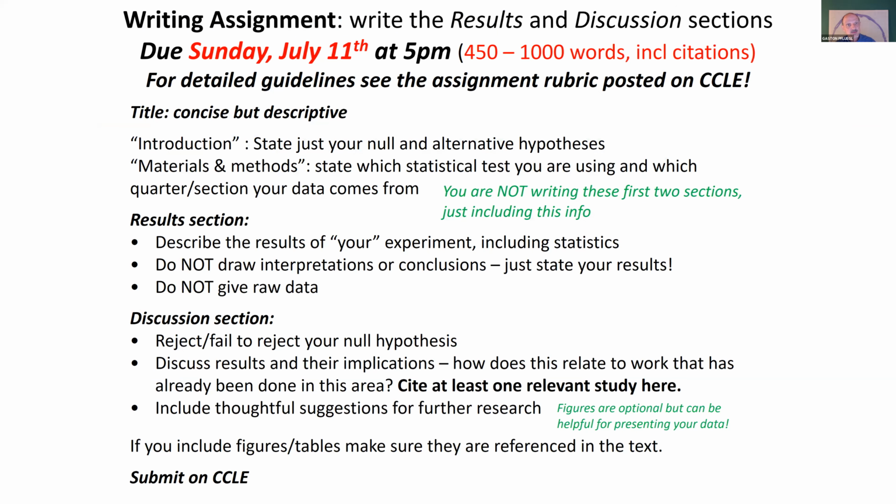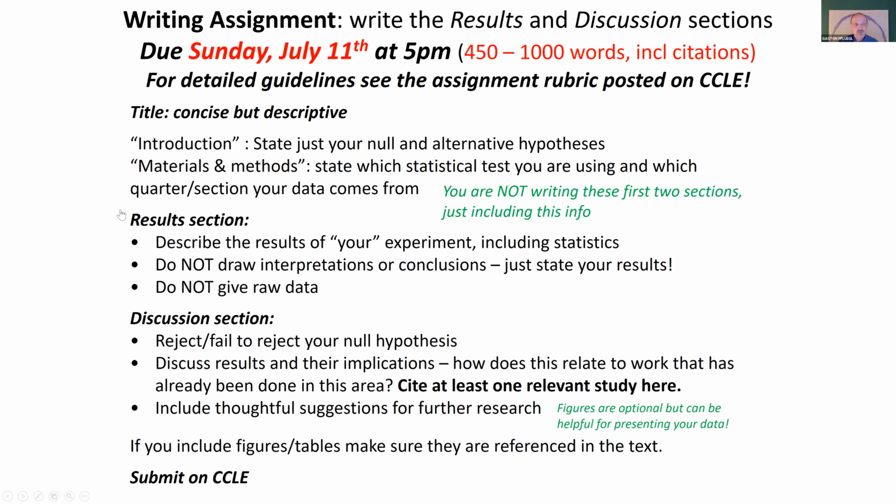So these are just examples for the rubric. So here's the actual writing assignment. You only write results and discussion. A word limit, they're due by Sunday, next week, Sunday, 5 p.m. You will have a small section. You want to have a title. You want a small introduction where you just state your null and alternate hypothesis. A small material methods where you will state the statistical test you're going to use, right? So that's a paired t-test. And where your data is coming from, because you're going to select from the existing database. But you don't have to write anything more than that.